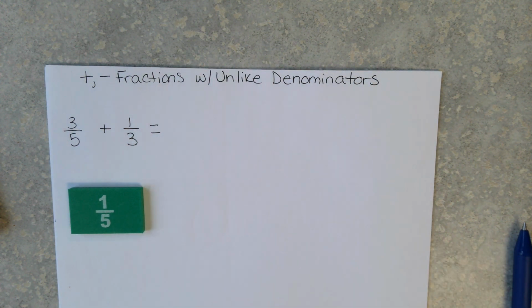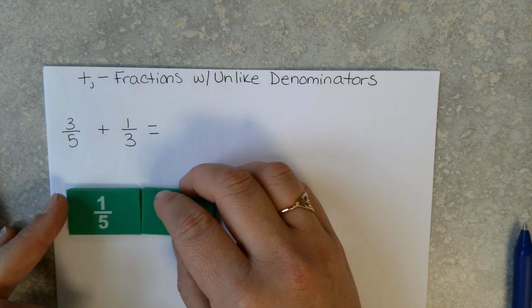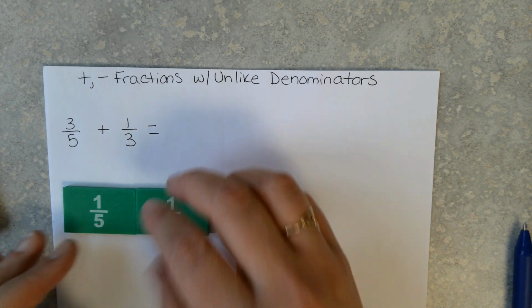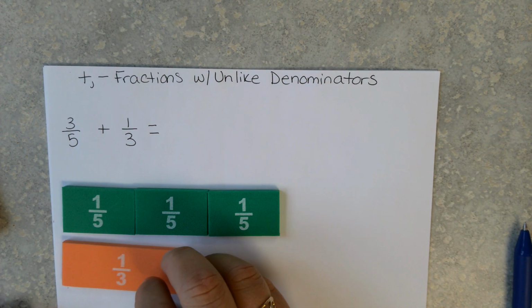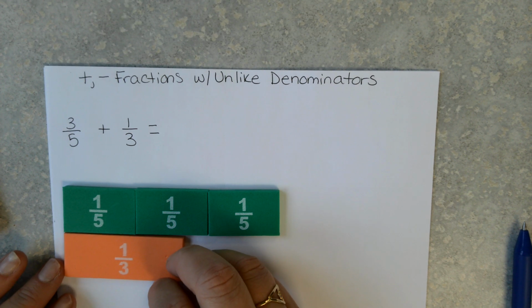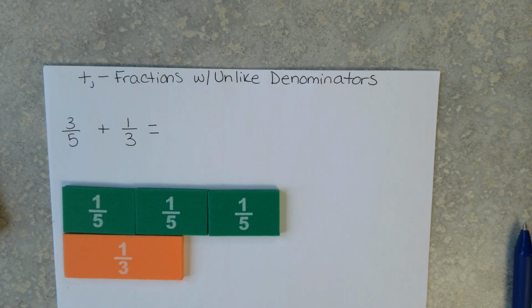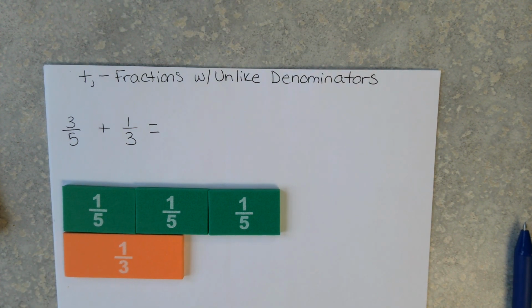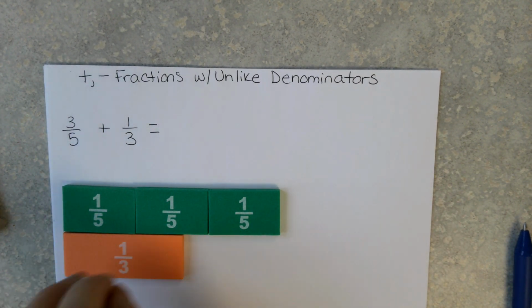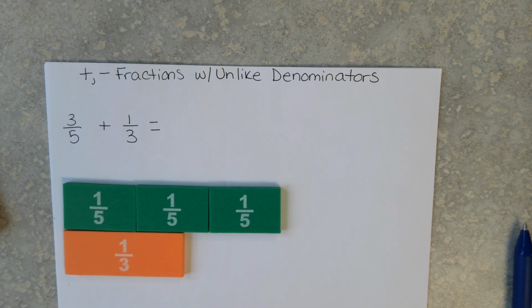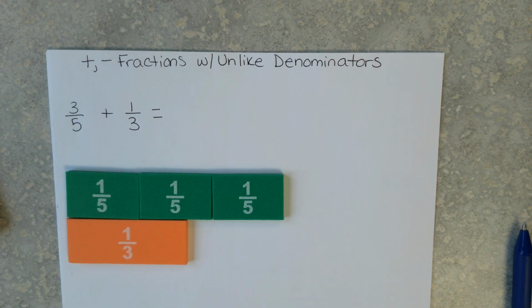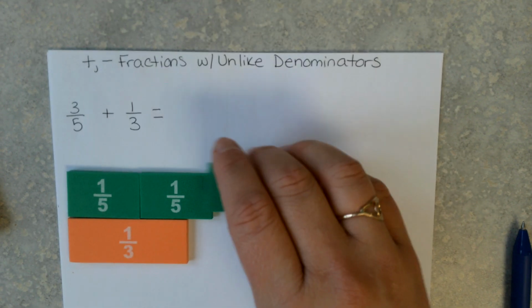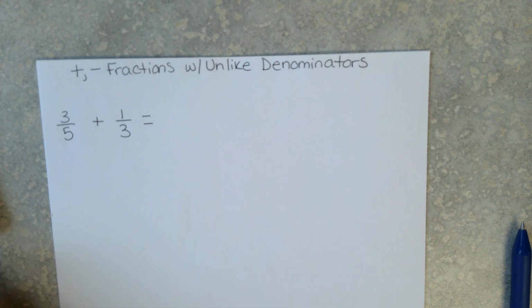So here's what 3/5 would look like as a model. 3 1/5 pieces together like that, and then 1/3 would look like this, okay? And even if you have the pieces there, it's still hard to wrap your brain around how we would add this together, okay? However, we may need to convert one or both of these fractions so that it has a common denominator. How do we do that?